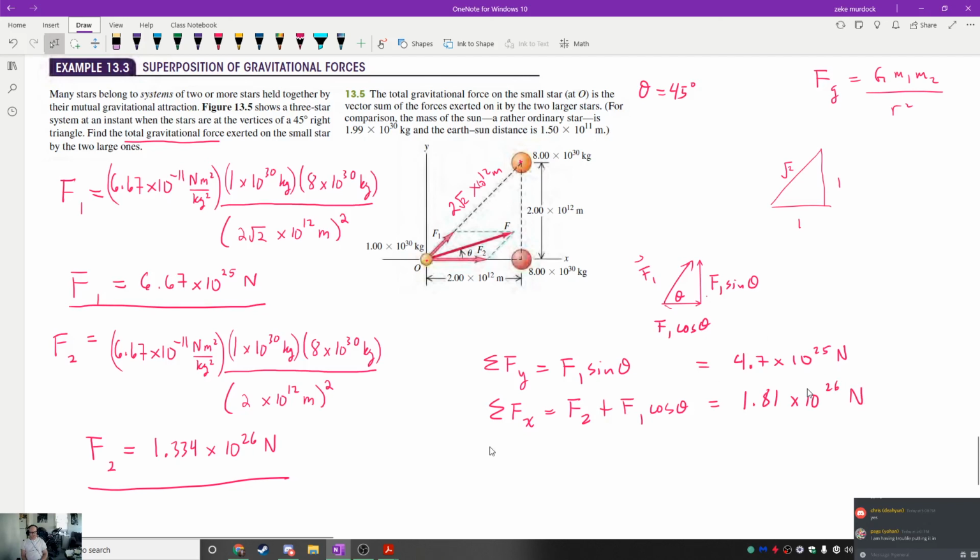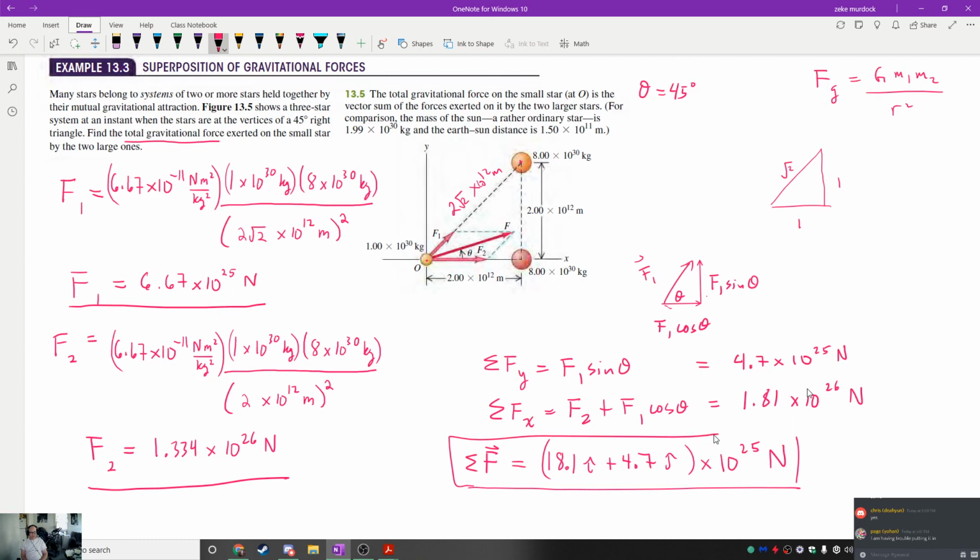Putting both of those together, the net force acting on the smaller mass is going to be, so that was the y direction, this is the x direction, 18.1 i hat plus 4.7 j hat, and then I'm going to multiply both of those times 10 to the 25 newtons. I made this one 18 because 18 times 10 to the 25 is the same thing as 1.8 times 10 to the 26th, I think. And that is what you'll get as your answer.